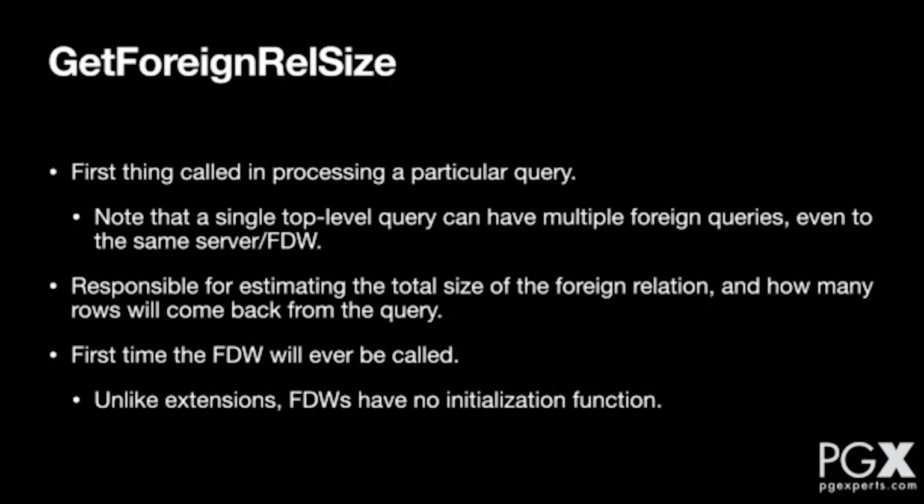What the planner would like you to do is estimate the size of the foreign relation. One thing to remember is, as far as the planner is concerned, this is a table. It's just like a Postgres table. It has a certain number of rows, it has a certain number of columns, it has data distributed in a certain way. So the way you talk to the planner above it is presenting it like it was a table. So the first thing it'll do is say, okay, how many rows are in this table, and how many rows do you think are going to come back from the query you're running?